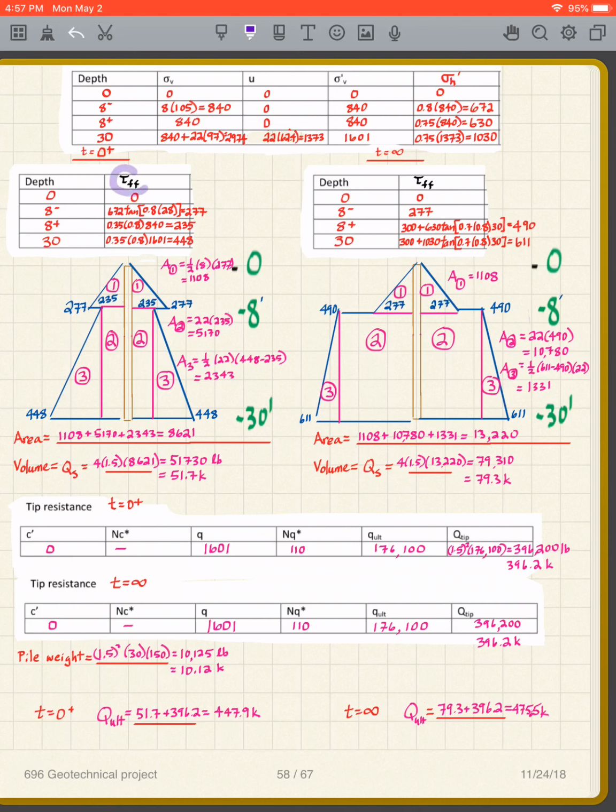Then I want to get my tau ff at t equals 0 plus. And then I need to get my tau ff at t equals infinity. So again, I have the same depths, 0, 8 minus, 8 plus, 30, 0, 8 minus, 8 plus, 30. Now, so the top layer of gravel, let's start with the top layer of gravel there. And what I need to use, of course, is the friction angle.